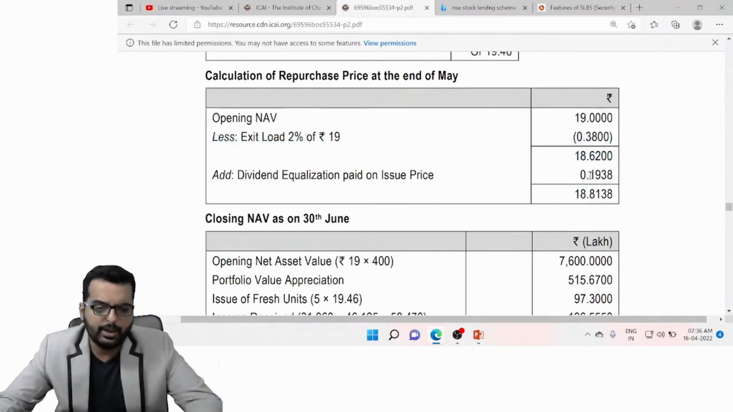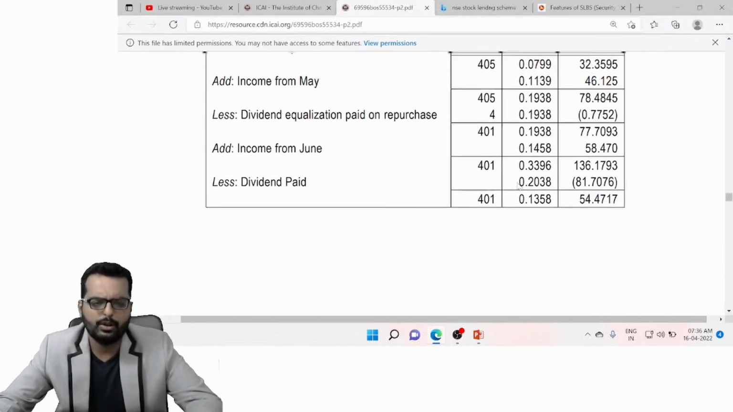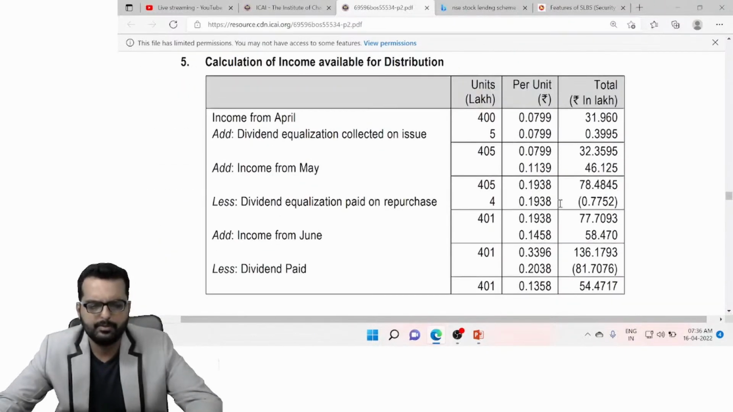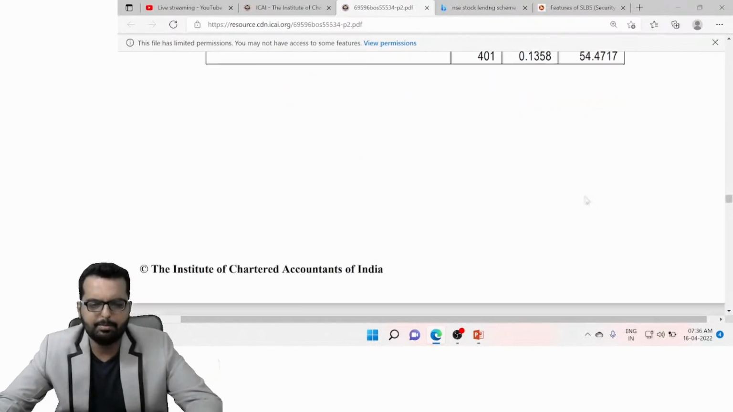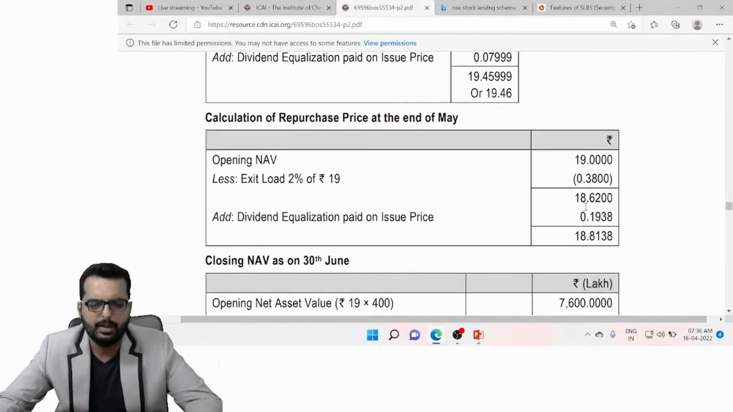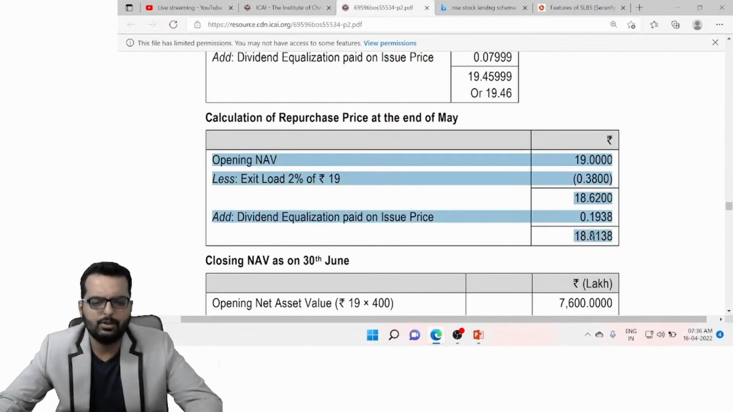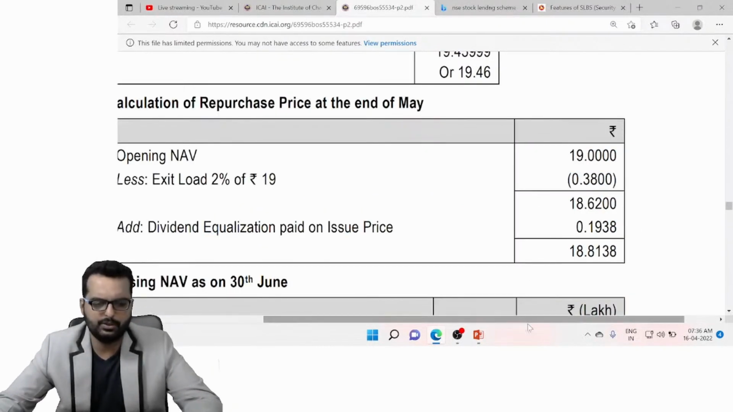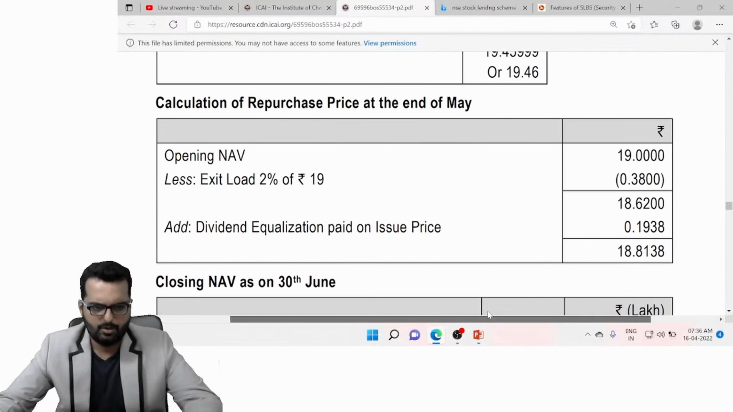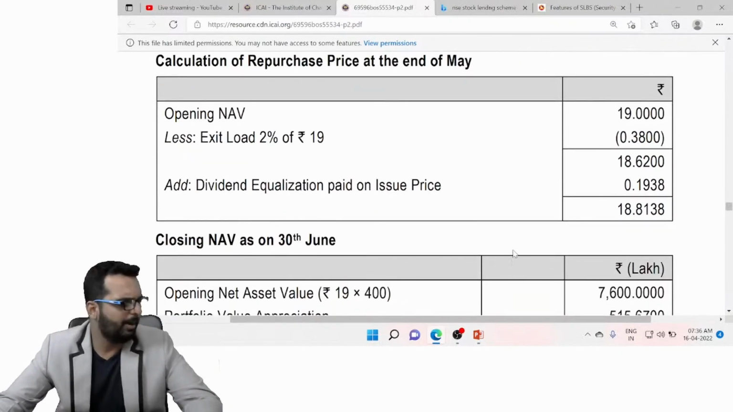So dividend is 0.1938. How did I get this 0.1938? I got it from here. See, it's already shown in the income calculation over here. That is the dividend per unit that we will be offering. And once you do that, you get the answer as 18.8138. Can you write down this in your books now? Once logic is clear, then the remaining part becomes very easy.